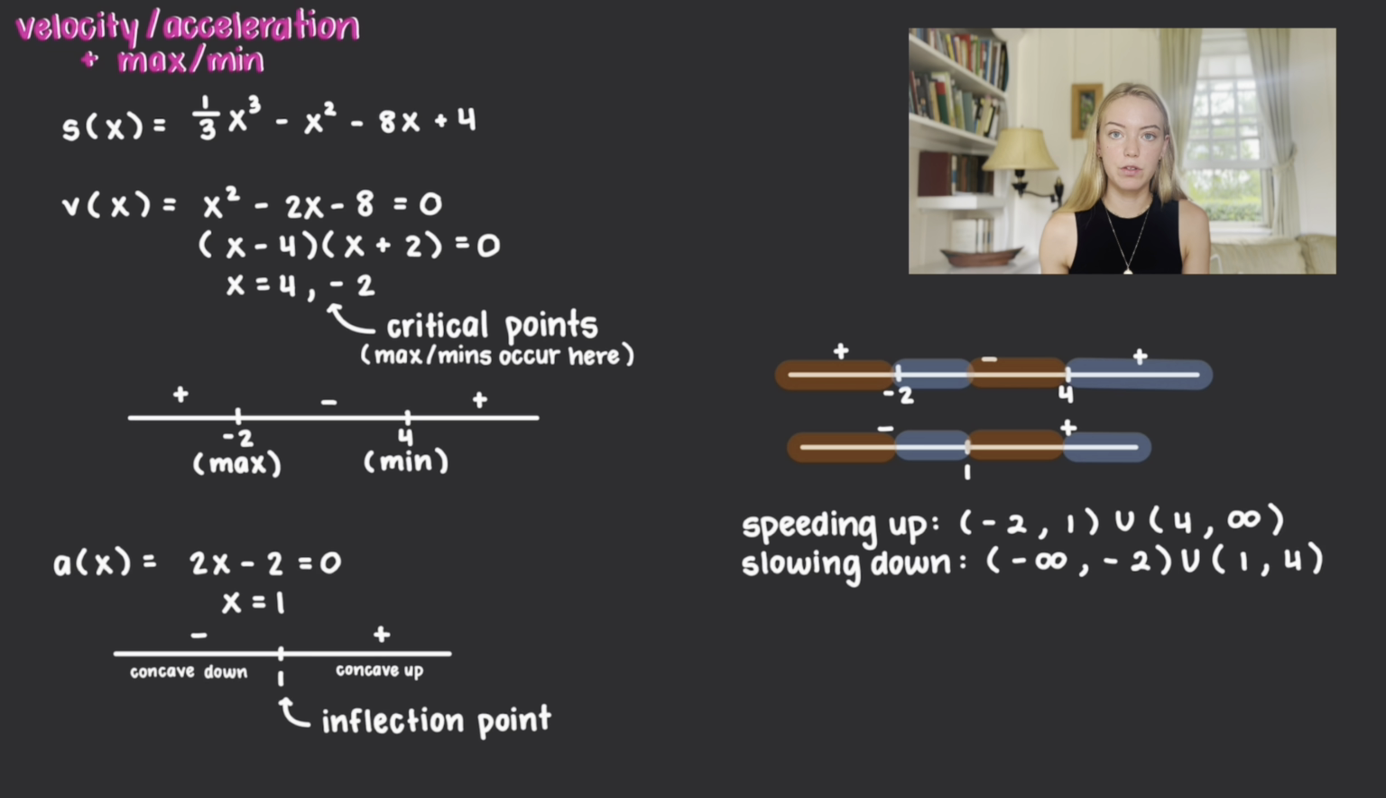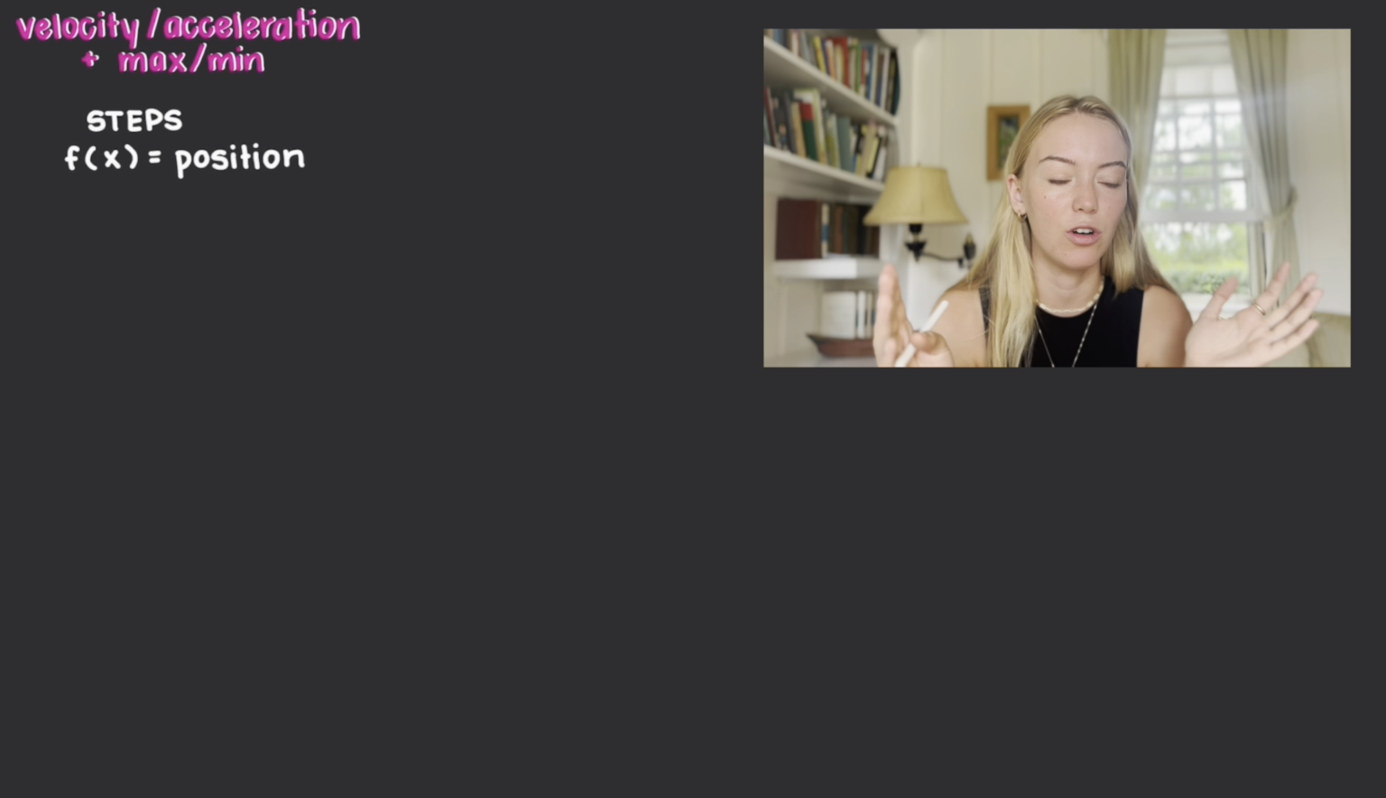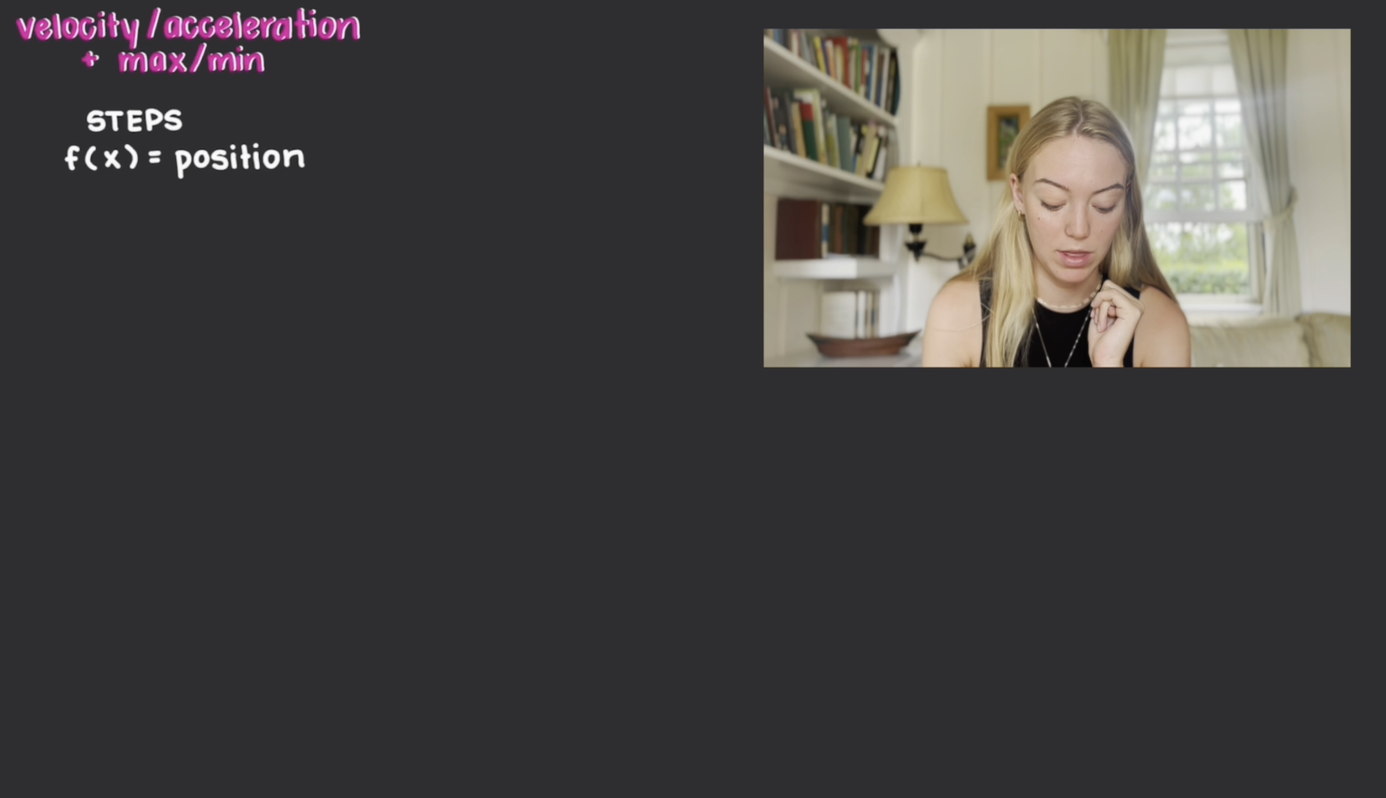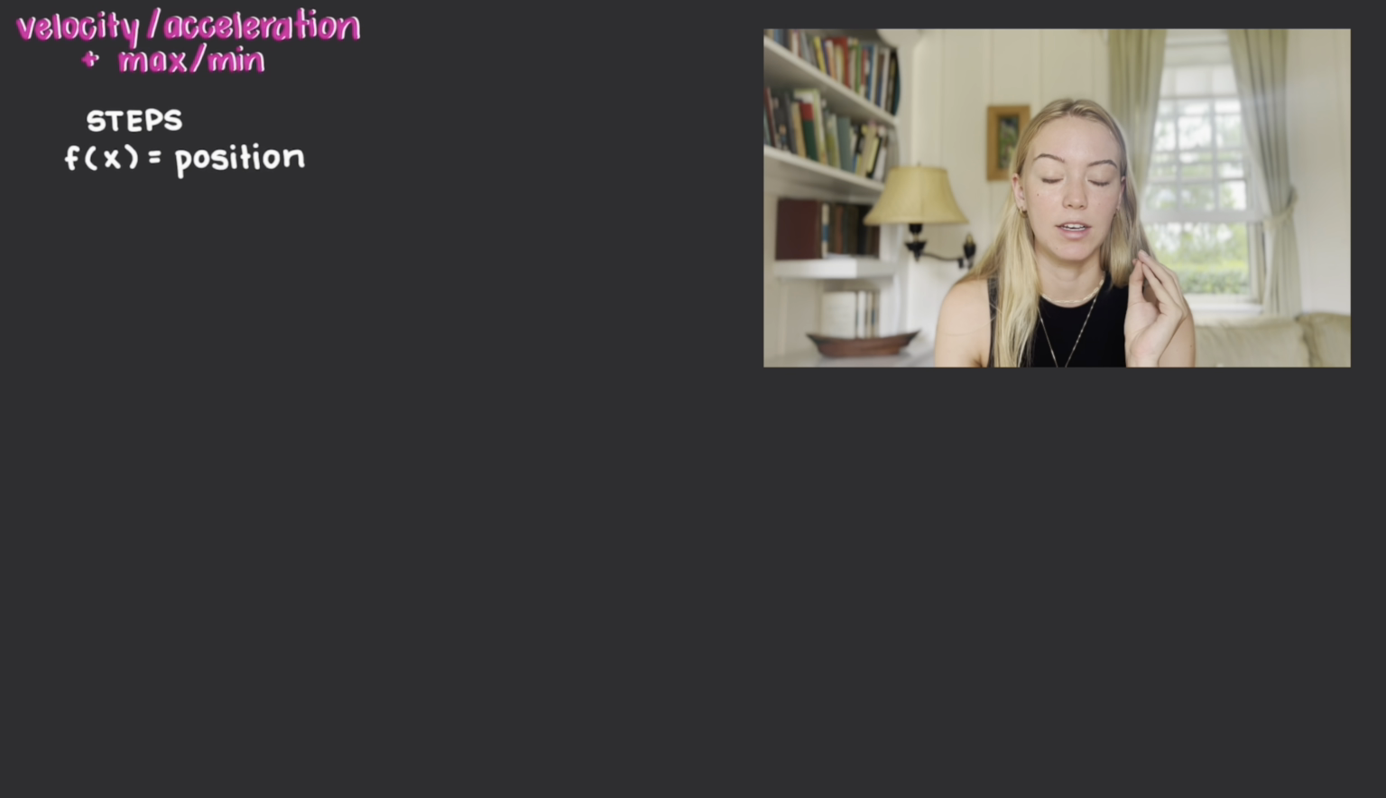But let's just review the steps one last time to make sure we're feeling good about it. Okay, so let's just go over the steps. They give you a position function. Just note that sometimes they're going to give you the velocity function and not the position function. In that case, you just don't have to take the first derivative. But they love to be tricky with that. So this is a great way to see how much you remember and test yourself.